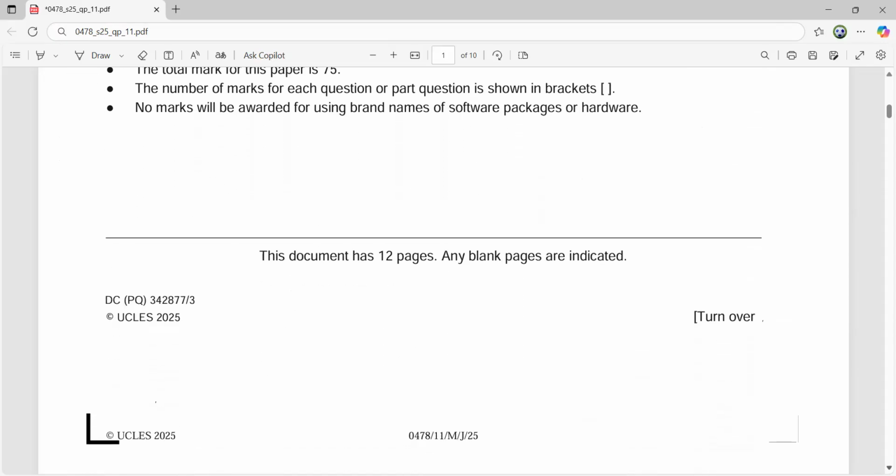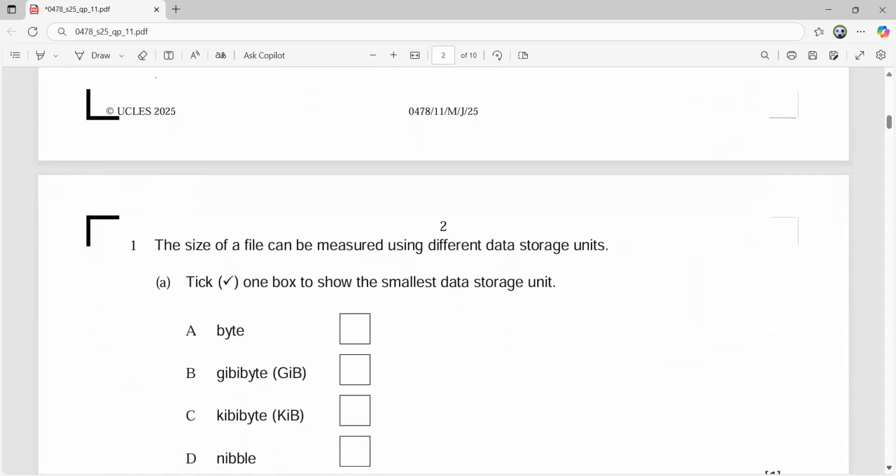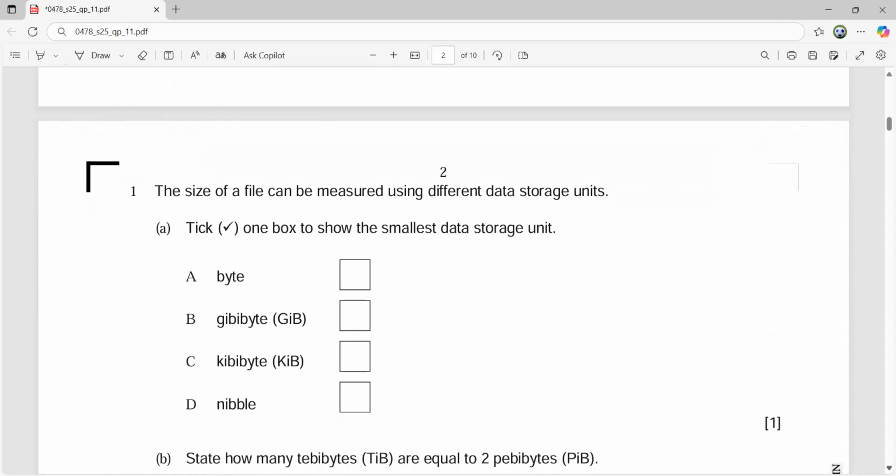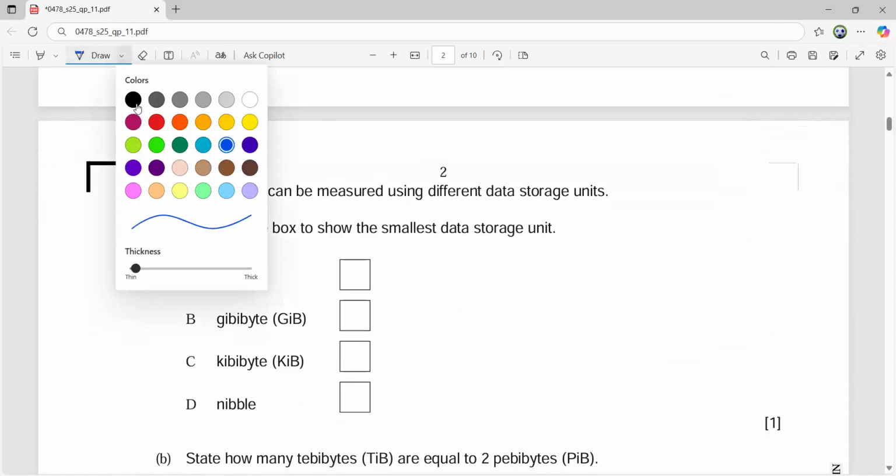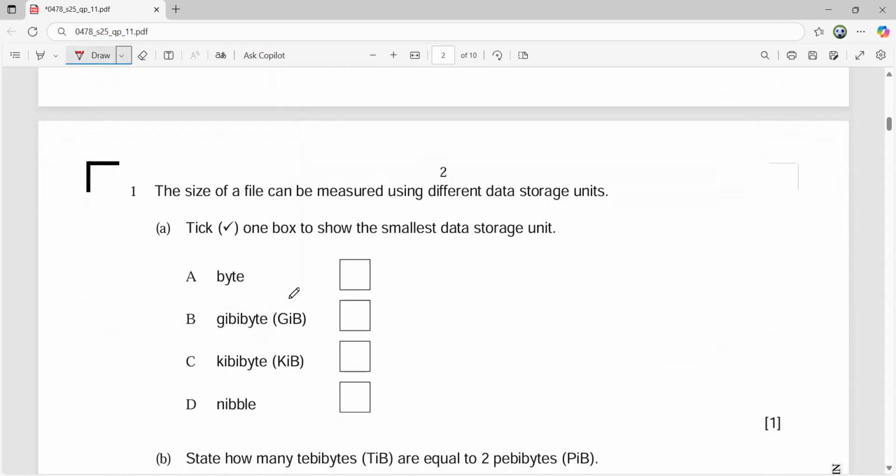Now, question number 1. The size of the file can be measured using different data storage units. Tick one box to show the smallest data storage unit. So which is the right answer? Okay, we have the options of byte, KB, byte, or nibble. The smallest data storage unit is a nibble, correct?